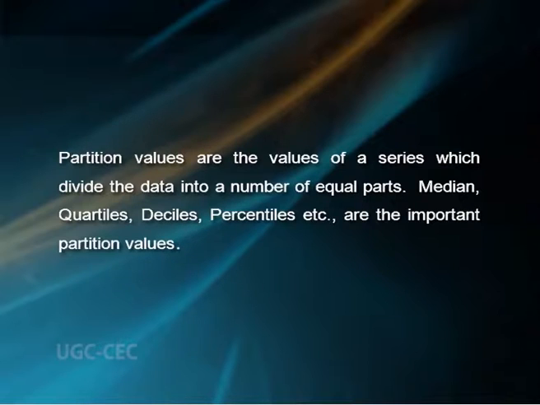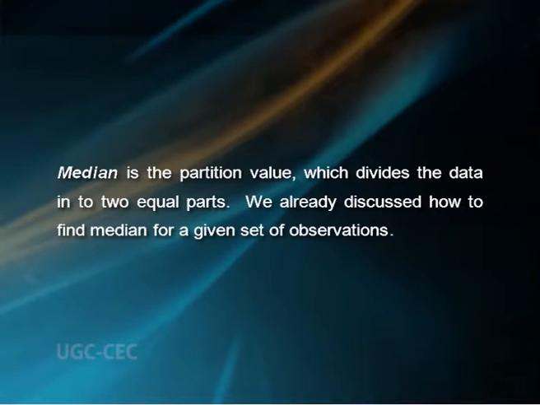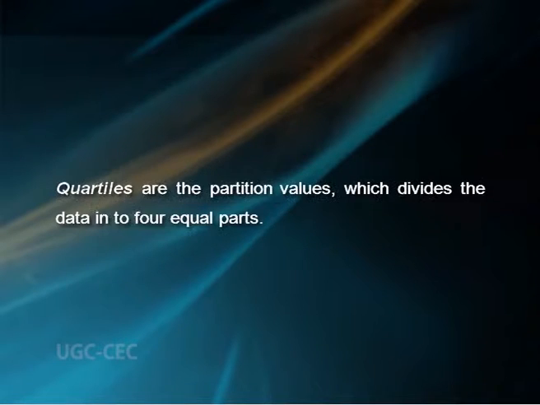Median, quartiles, deciles, percentiles, etc. are the important partition values. Partition values help us in understanding how various values are scattered around the median. Median is the partition value which divides the data into two equal parts. We already discussed how to find median for a given set of observations.